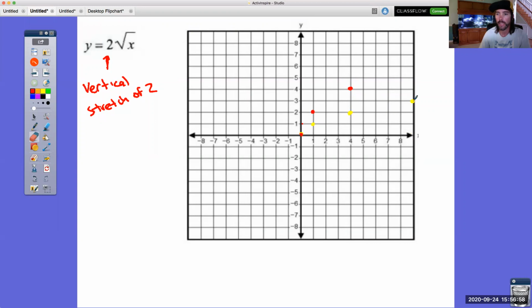The last one was at 9, 3. The y value was 3. You're stretching it twice as high. 3 times 2 is 6. So it should go all the way up to 6. Instead of 3 units above the x, it is now 6 units above the x. And then connect your points. And you can see this function still increases, but it increases much, much faster.